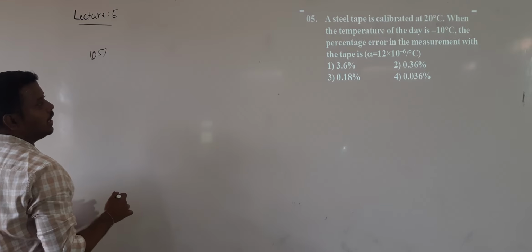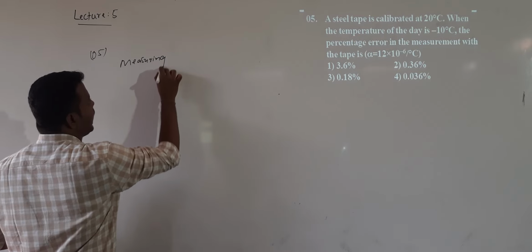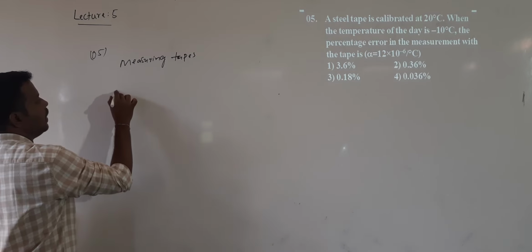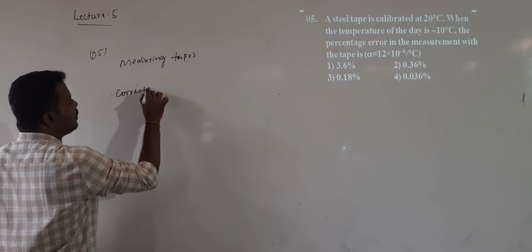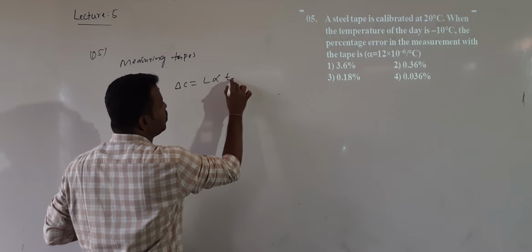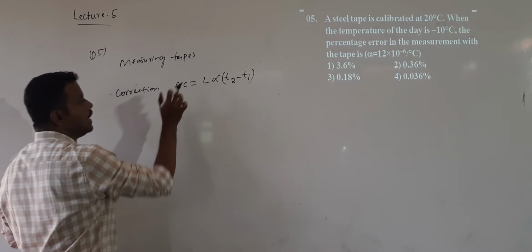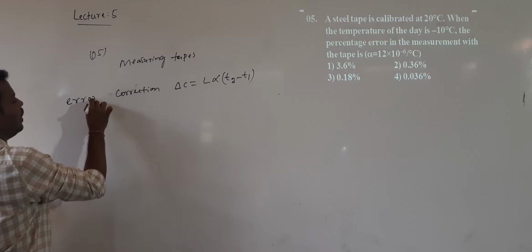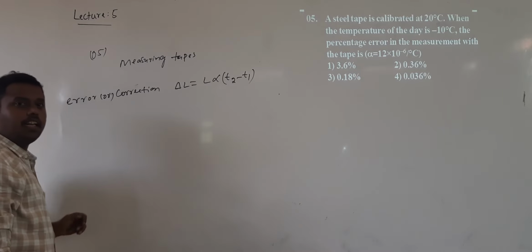So what is the correction required regarding measuring tapes? What is the formula for error, which can also be called correction? The correction formula is delta C equals L into alpha into (T2 minus T1). Can you remember this? This is called the correction. Now they are asking us to calculate the error. Better I will call it delta L, the error in the measurement of length.